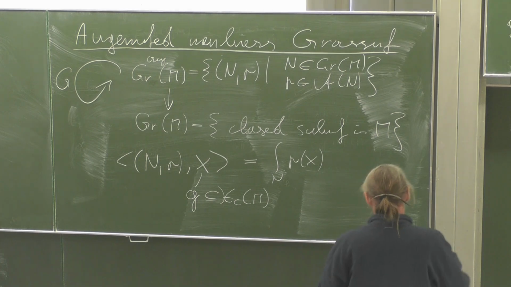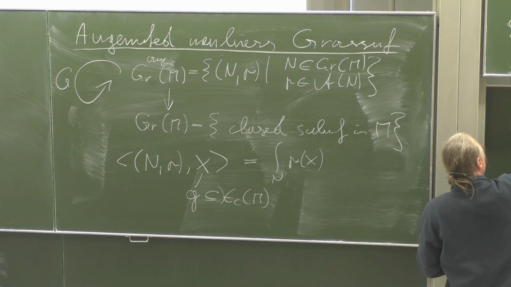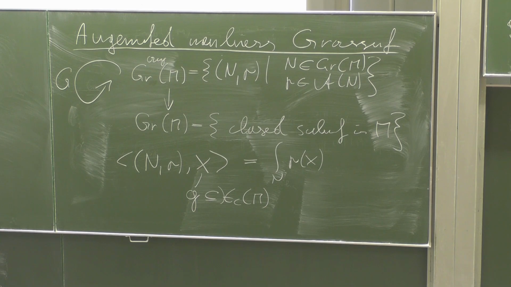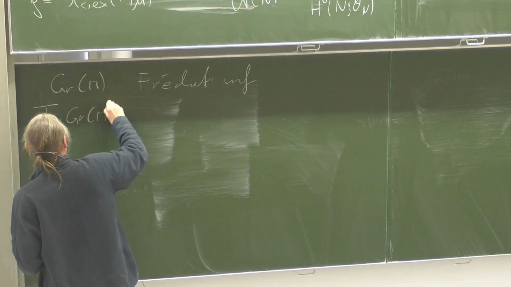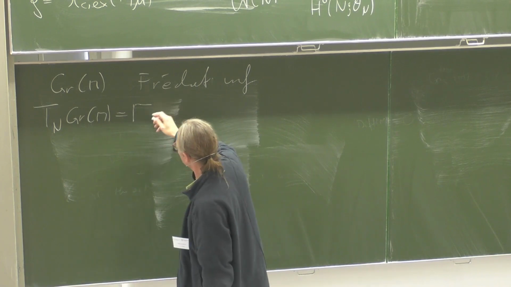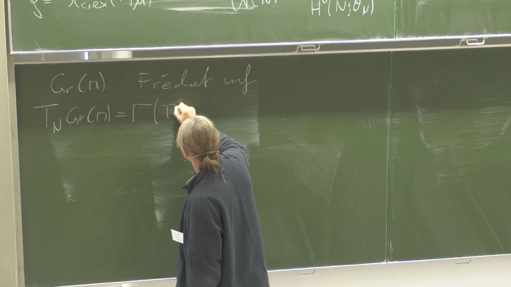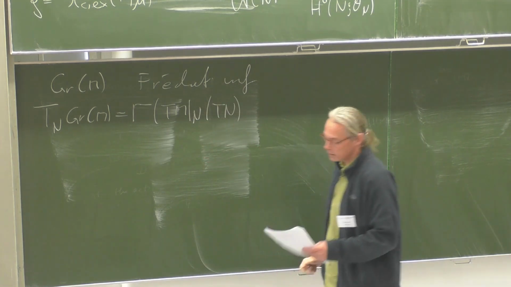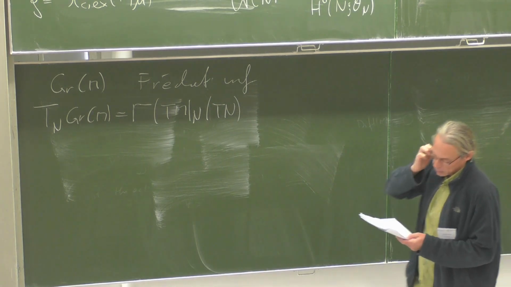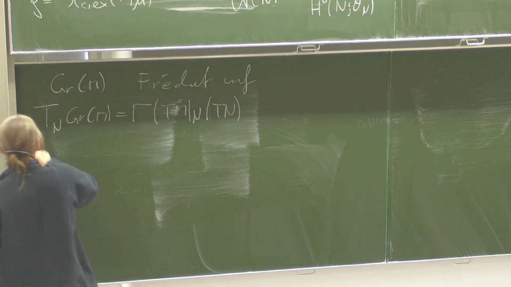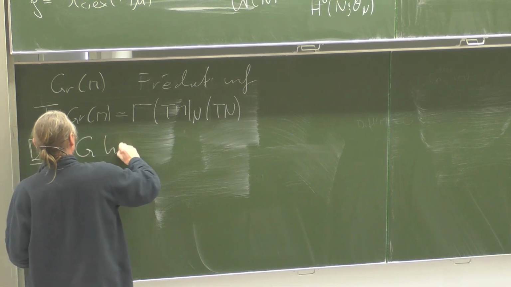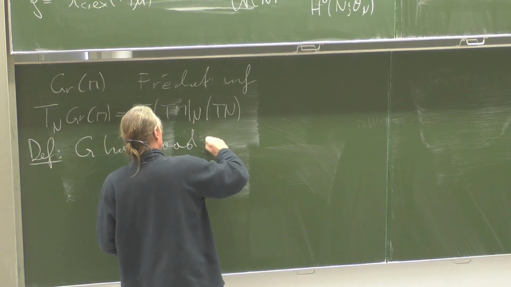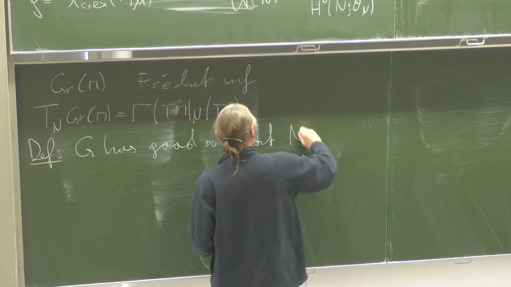So the base, the nonlinear Grassmannian, that's a nice Fréchet manifold. Tangent space: Cornelia mentioned that the tangent space and modeling space is just sections of Tn, restricted to n mod Tn. This is a good manifold, and we say G has good orbit at n.